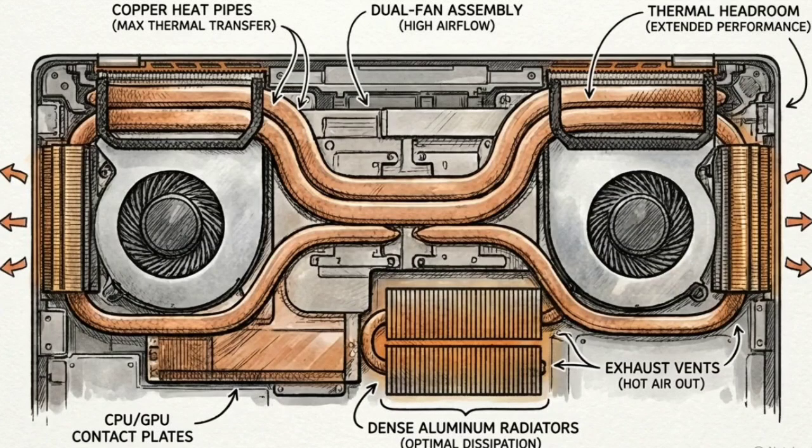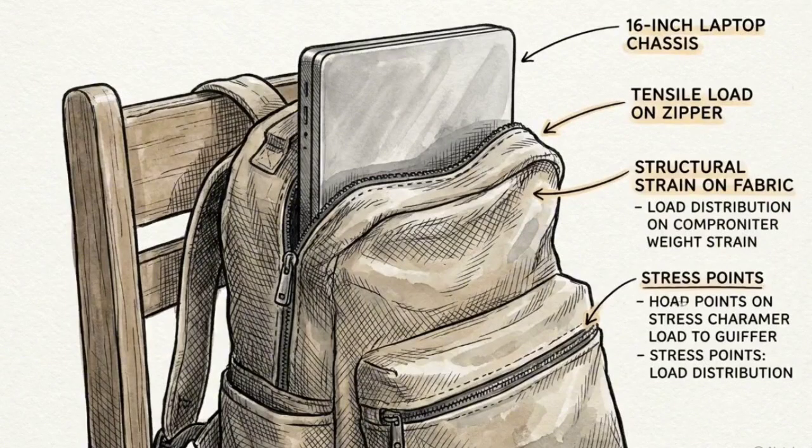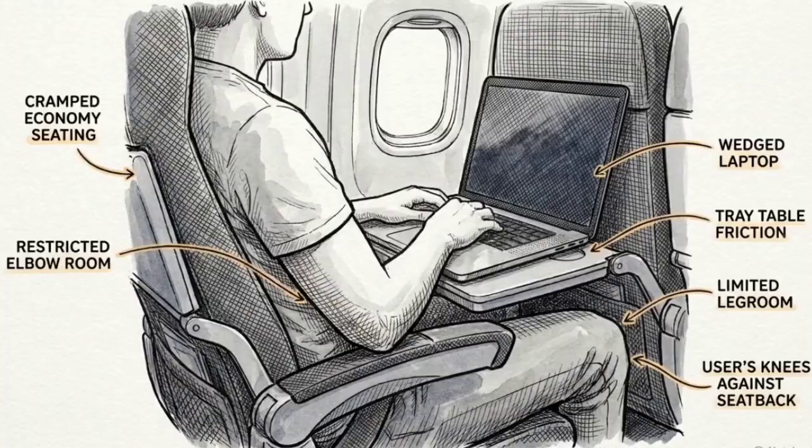The 16-inch chassis provides the thermal headroom necessary to prevent internal throttling during long renders. However, that size comes with significant weight and physical bulk. If you work on planes or in small cafes, this footprint creates constant physical friction.